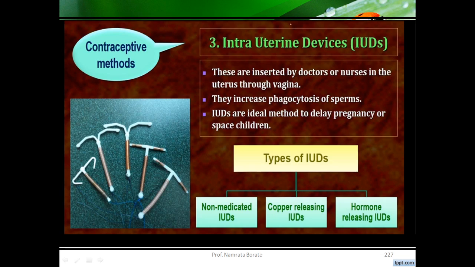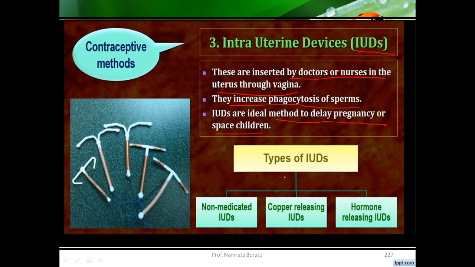Next one is the intrauterine devices, that is called the IUDs. These are inserted by doctors or nurses in the uterus through the vagina. They increase the phagocytosis of the sperms. IUDs, that is intrauterine devices, are an ideal method to delay pregnancy or space children.